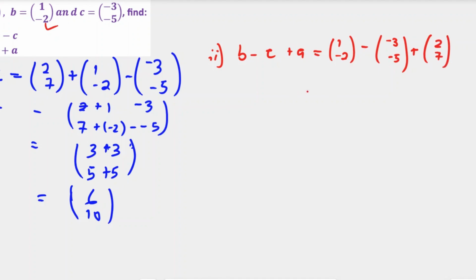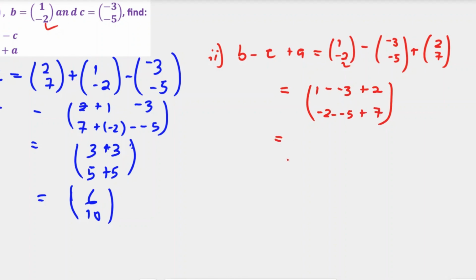So we can add corresponding components. We are going to get 1 minus negative 3 plus 2. That will be the x component. Then we come to the y component. That one is going to be negative 2 minus negative 5 plus 7. So you're going to get negative 2 minus negative 5 plus 7.